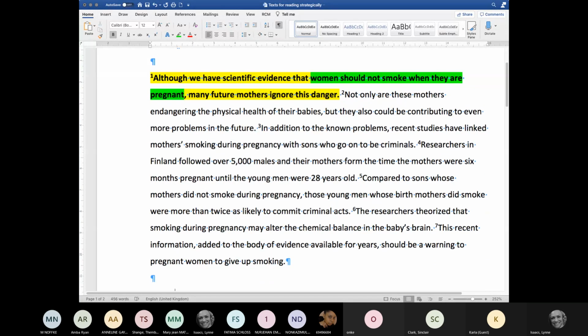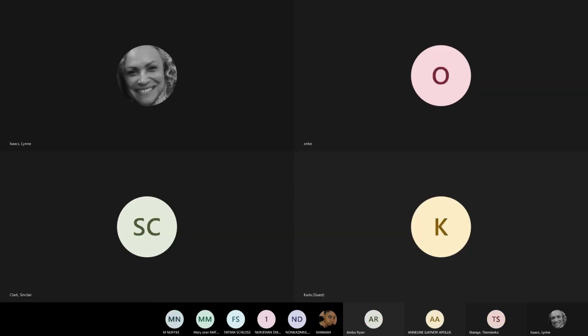Now, I'm going to stop sharing that because you have that sentence written down. Okay. Thank you, Fatima. I see. Okay, Setu, you're saying it's making sense now. Great.